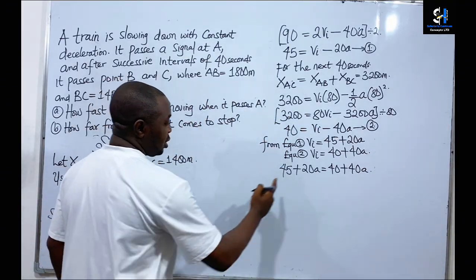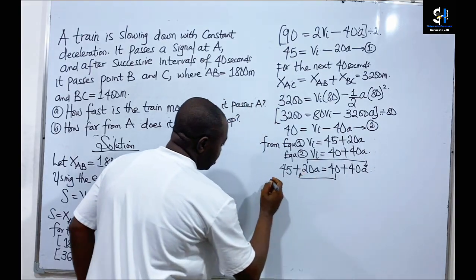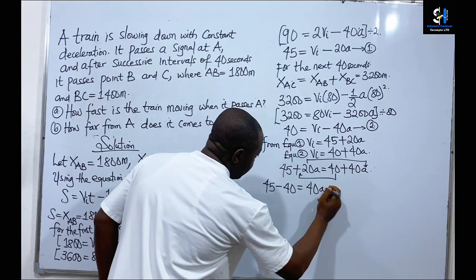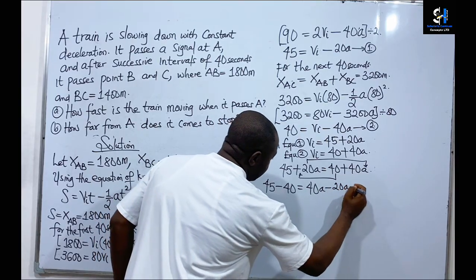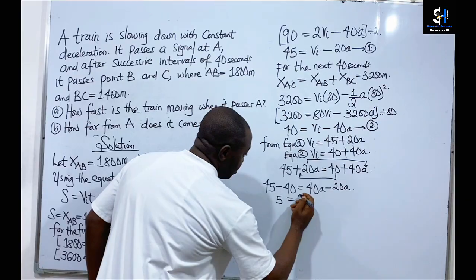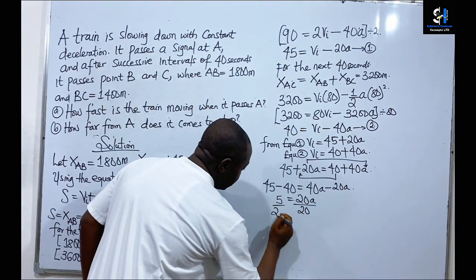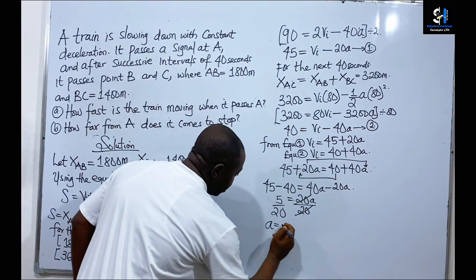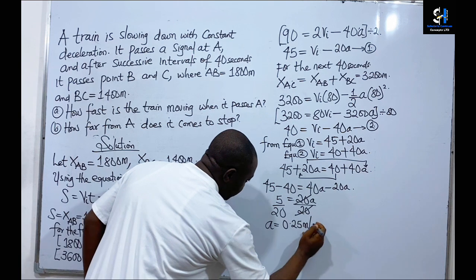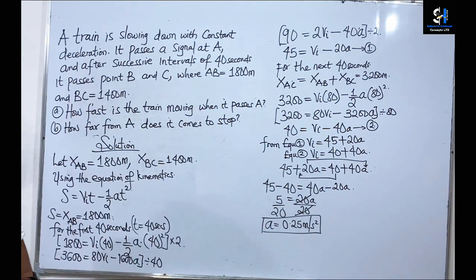Okay, so this will travel to the right hand side, and this will travel to the left hand side, so that 45 minus 40 equals 40a minus 20a. So this is 5, and this will be 20. Dividing both sides by 20, we have the acceleration to be 1/4. That will be 0.25 meters per second squared. So this is the acceleration.